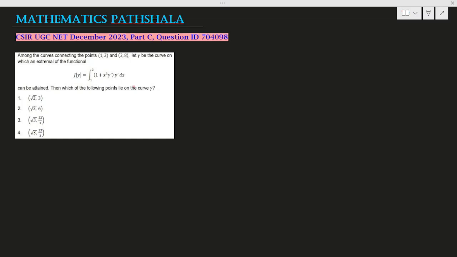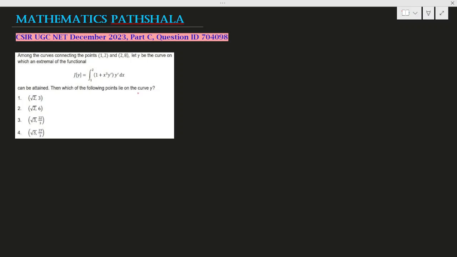In this video, we are going to discuss a problem on calculus of variation taken from CSIR UGC NET December 2023 of part C, and the question ID is 704098. So, among the curves connecting the points (1, 2) and (2, 8), let gamma be the curve on which an extremal of this given functional can be attained. Then which of the following points lie on the curve gamma?